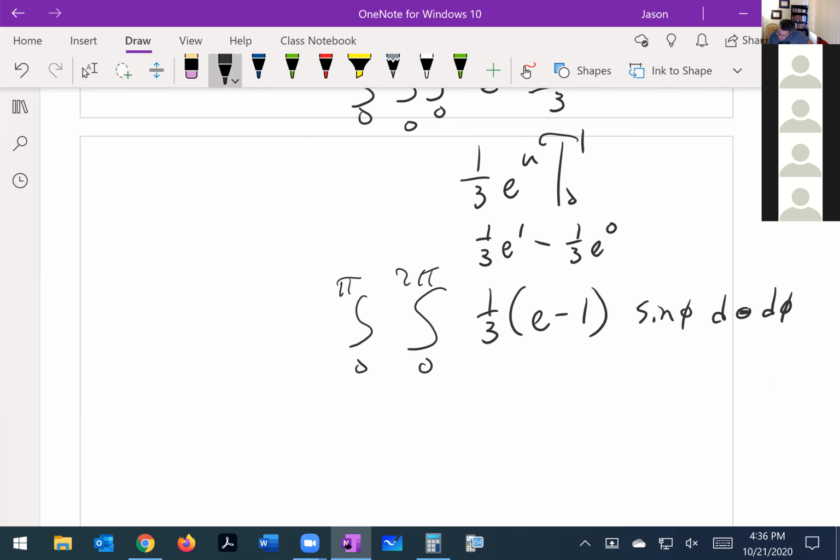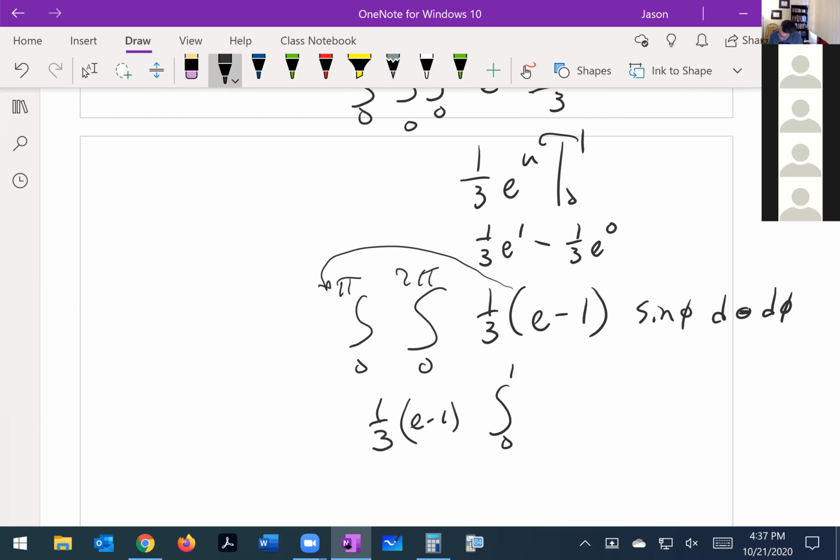Okay, and then 1/3 e minus 1. Okay, and so this thing is just a constant. I can pull that thing all the way out to the front if I really wanted to. So this is just 1/3. What's the sine phi? Well, that just involves phi. It doesn't involve theta. So this is 1/3 e minus 1, right?